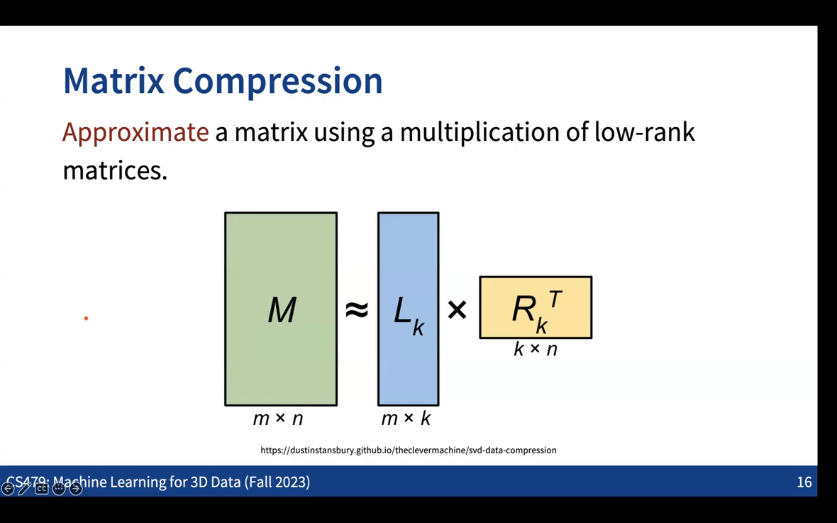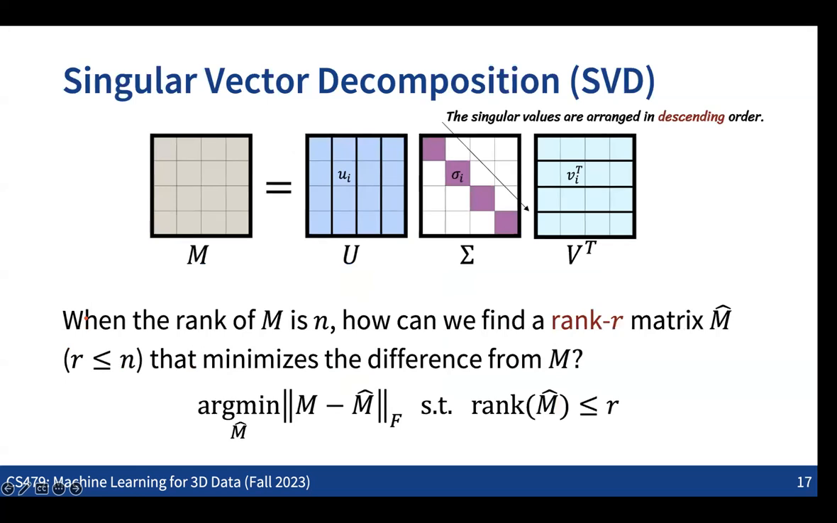So here the question is how we can find these two matrices whose multiplication becomes a good approximation of the given matrix. That's the basic idea that we're going to briefly see. And for that, we are going to leverage the SVD that you should know if you took the linear algebra course.